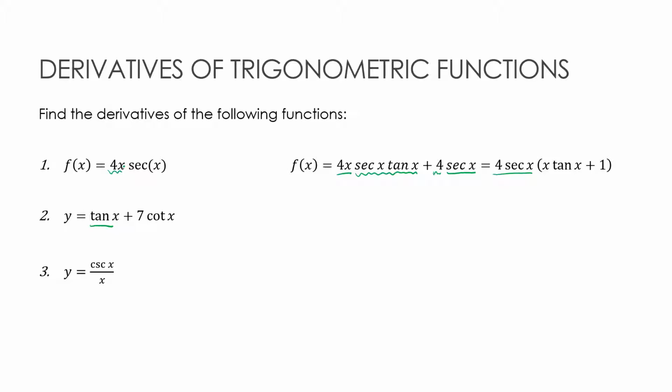Second one, I just have the sum of two things, and so I'm going to take the derivative of tangent of x, which is secant squared x, and then I'm going to take the derivative of cotangent of x and then stick a 7 in front of it, which is 7 times the cosecant squared of x.